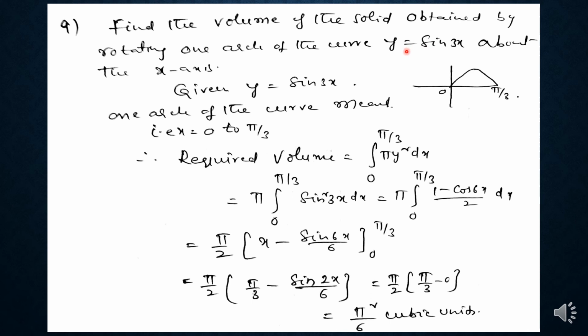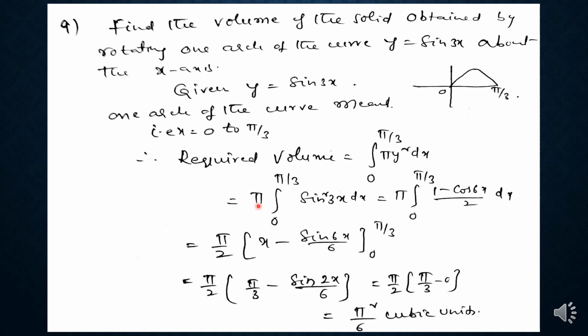So here we have given the function y is equal to sin 3x. So this becomes 0 to pi by 3. One arc of the curve means x is equal to 0 to x is equal to pi by 3. Then what is the required volume? That is integral a to b, means 0 to pi by 3, pi y square dx.